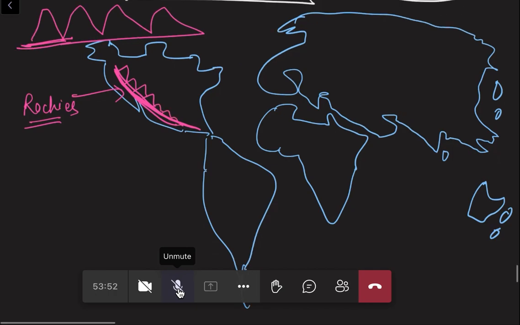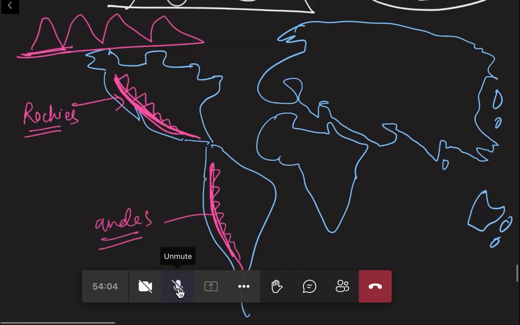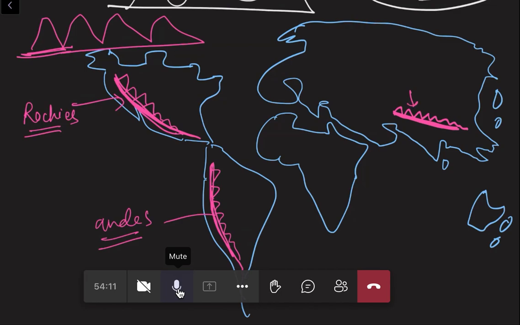Okay, these are the Rocky Mountain chain. Then in South America, there is again a mountain chain. This is the Andes mountain chain. Now above here, near India or at the north of India, we have the Himalayas.